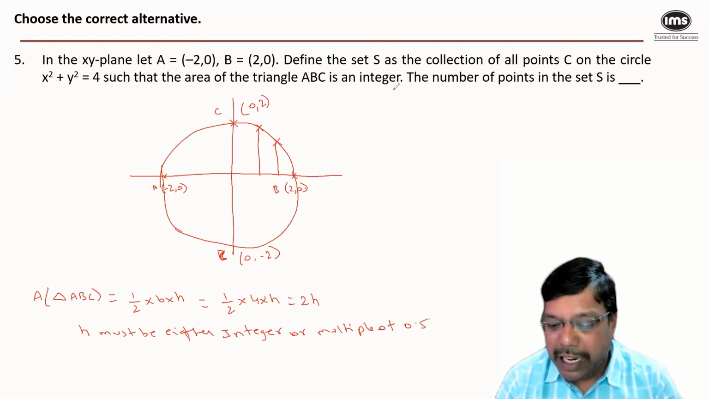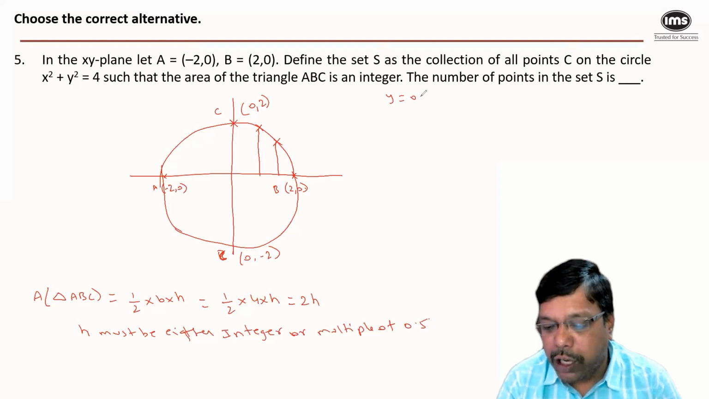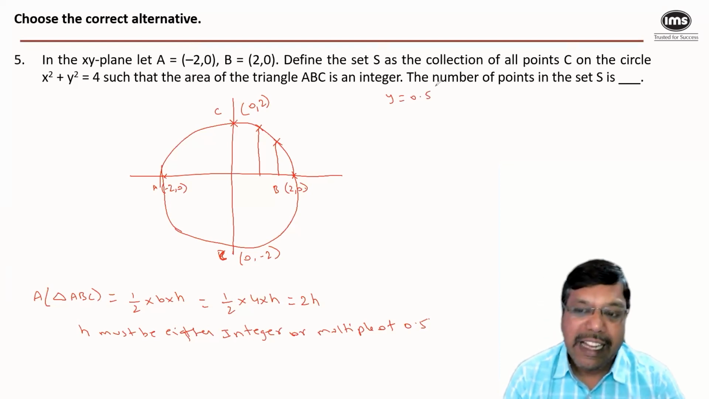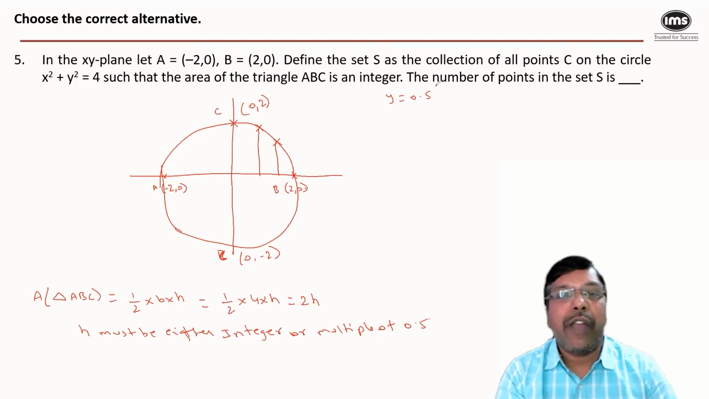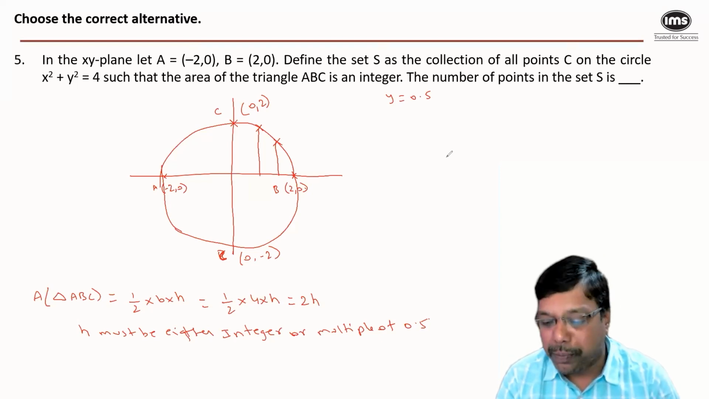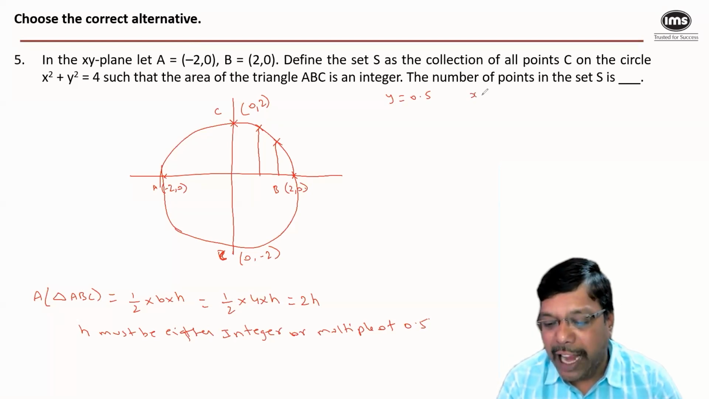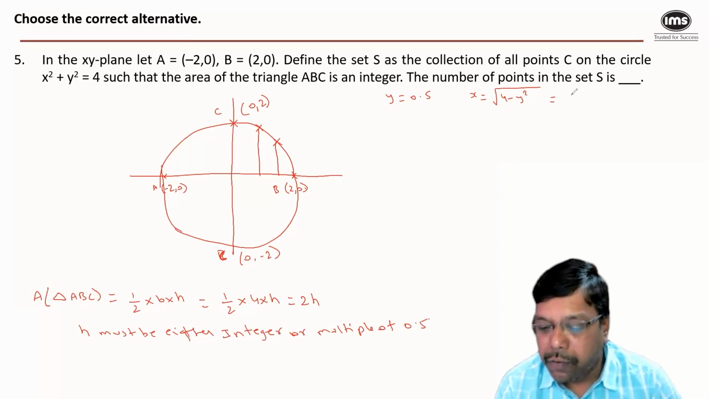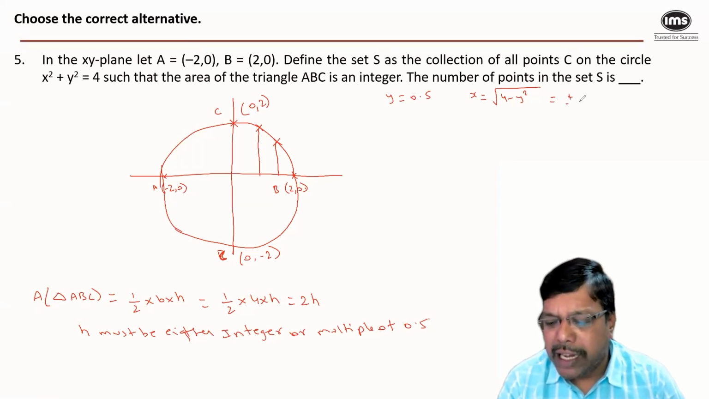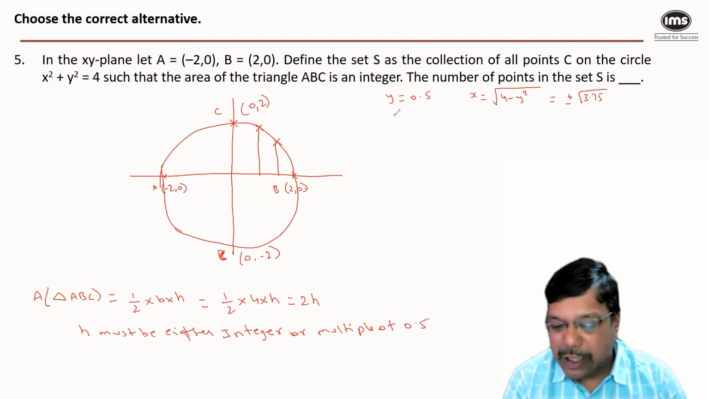So for example, if I say y is equal to 0.5, then substituting it in x square plus y square is equal to 4, we get the value of x as square root of 4 minus y square, which is equal to plus or minus square root of 4 minus 1 by 4, or plus or minus square root of 3.75. So similarly, the value of y can be 1.